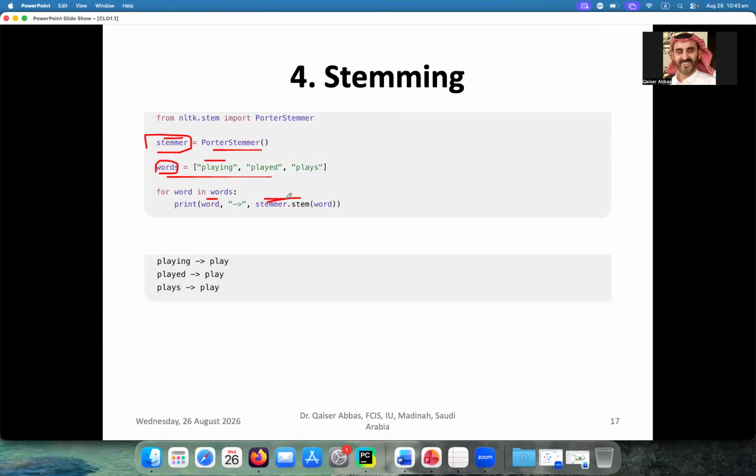So stemmer is an object. Stem is a method available in that class. What class? This class, PorterStemmer. And then we pass the word into it. We are passing this first word into it, and PorterStemmer will work on it and try to remove the suffix. After removing that, it will display something like that. And then it will go for the second word, third, and so on.